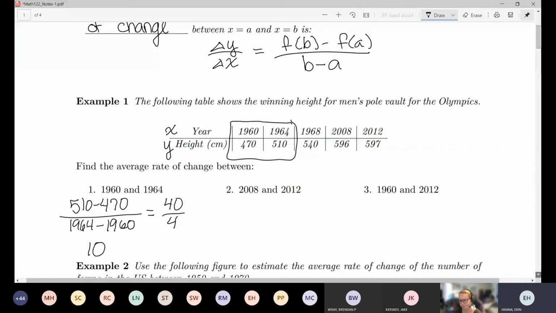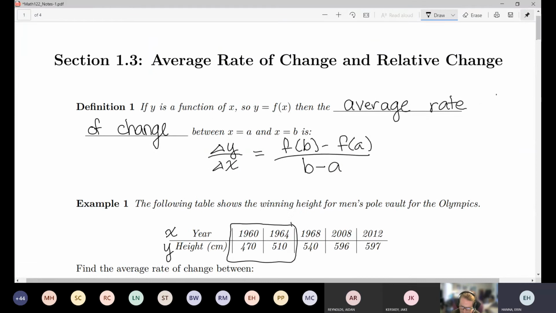What up, Aiden? Yeah, I missed the name of the section. Sorry. Got it. Thank you.